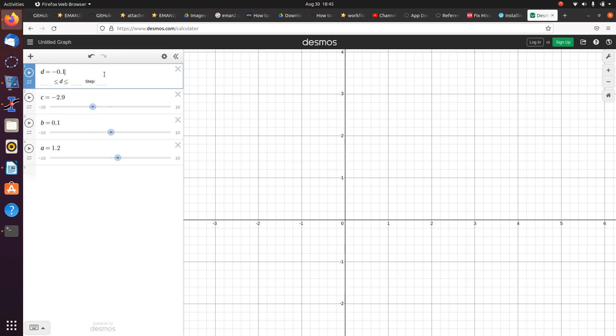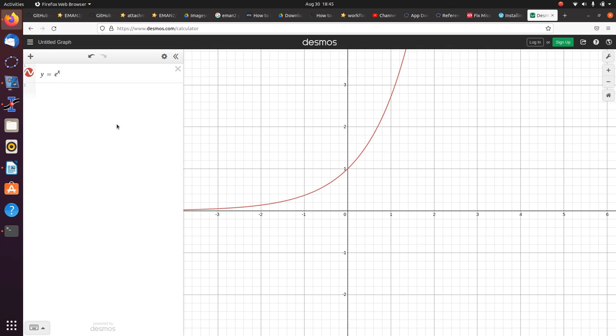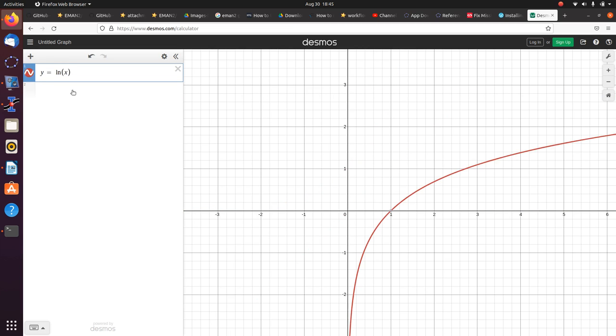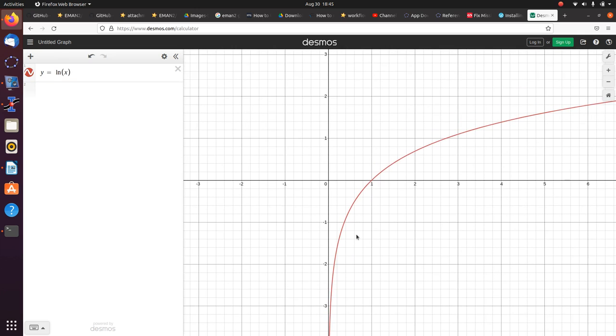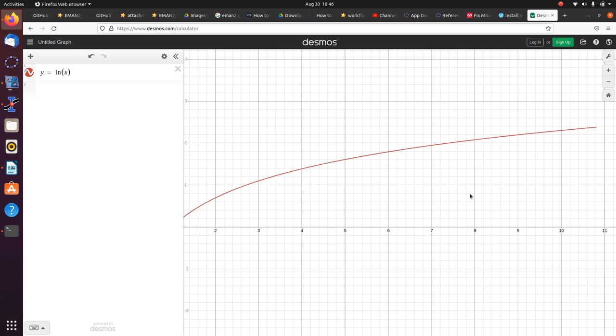But we can have other fun looking functions. So let's get rid of all of these and look at y equal to e to the x. So here's an exponential growth, and we can have an exponential decay, y equal to e to the negative x. We can do the inverse of this, which is the log of x. So you can see this is a very slow growing function. As x gets larger, it grows very slowly. It grows, but very slowly.